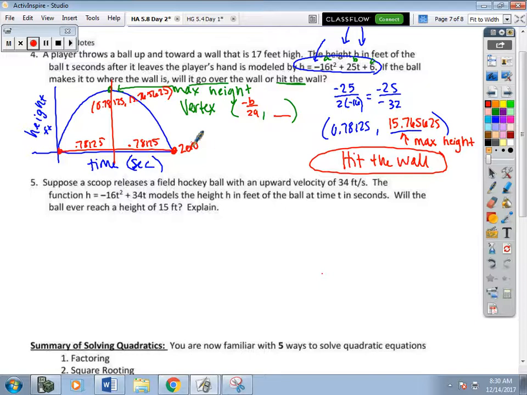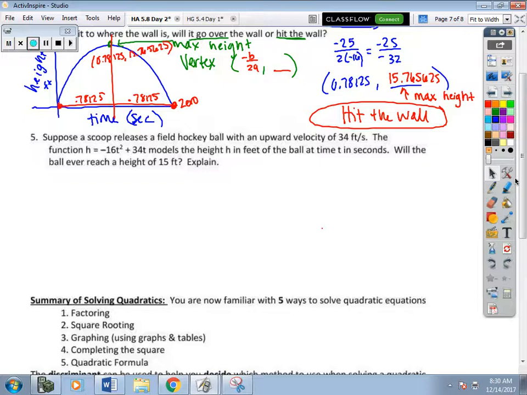But you could also technically set this equal to 0. When the height is 0, what are the values? And you could solve using the quadratic formula, graphing calculator, or factoring possibly, if you wanted to try it. But those are some of the questions you'll see in the performance task.